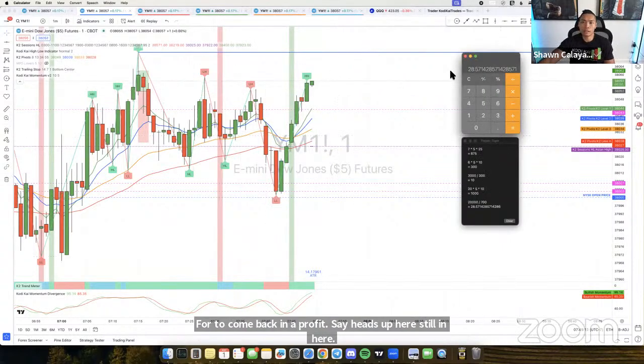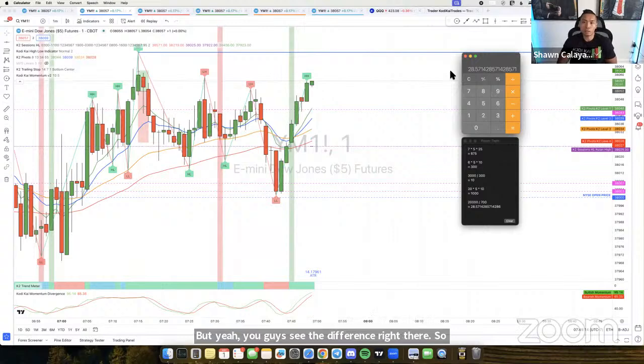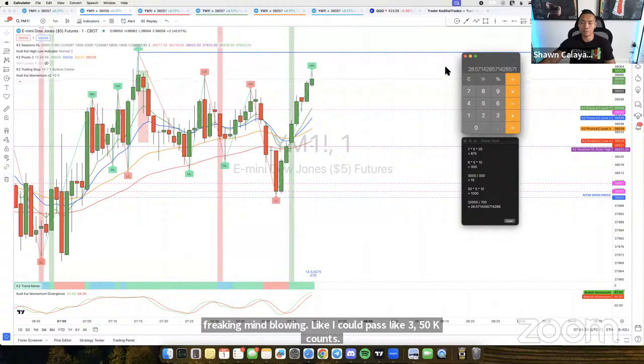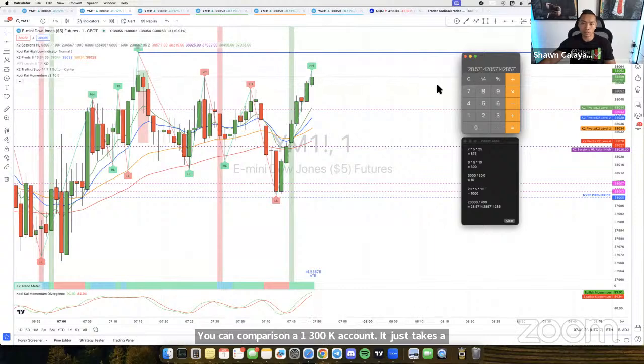So for me personally, I'm on a 300K account, and even though I'm taking wide risk, I still have to take like 30 trades to pass, which is mind blowing. I could pass like three 50K accounts in comparison to one 300K account. It just takes a long time. So I don't really recommend 300K accounts unless you're going for bigger targets, because if you're taking these scalps here, it's going to take a really, really long time to pass.